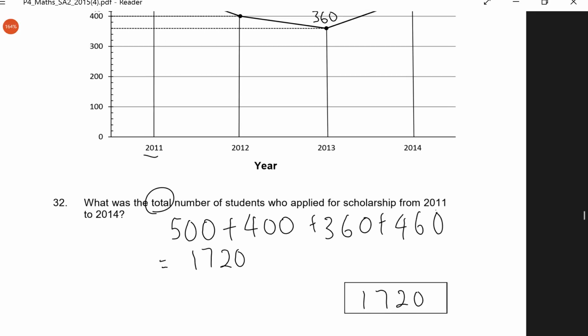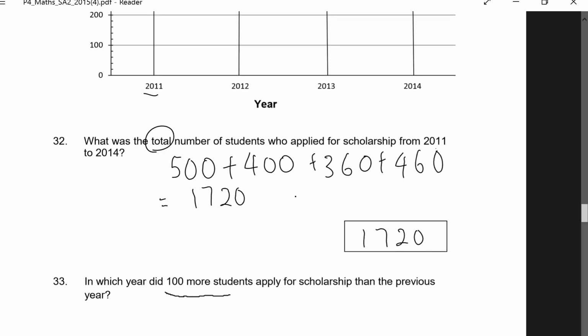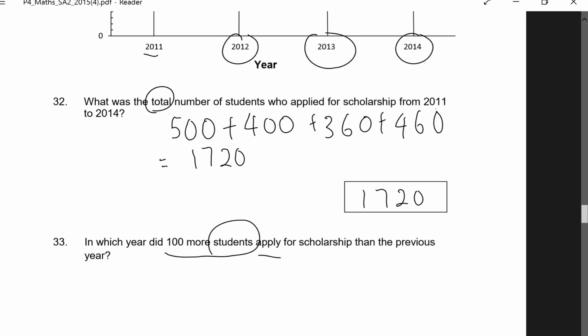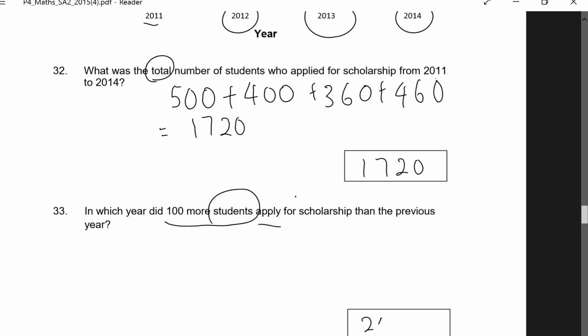Okay, now in which year did 100 more students apply? So we are going to find out which year there was an increase, and it increases by 100. Now let's go back to the line graph. Is it 2012? Cannot be, because in 2012 instead of increasing, the number dropped. Is it 2013? Cannot be, because from the previous year the number dropped. Is it 2014? The number is increasing. By how much? 100. So we can say that in year 2014, there was an increase of 100.